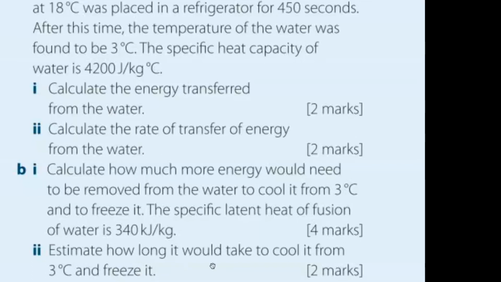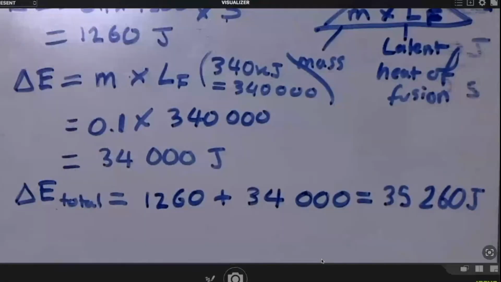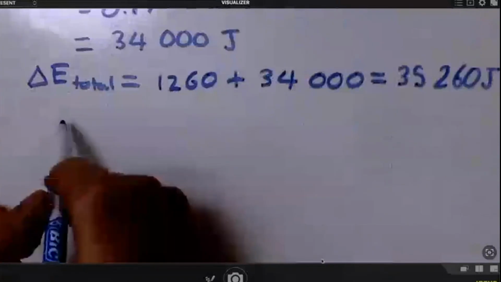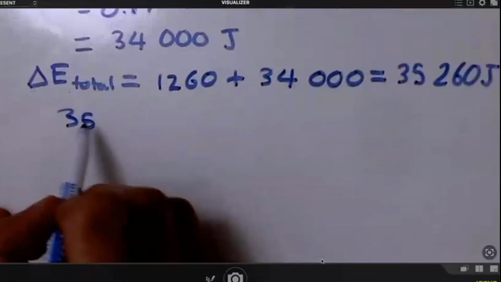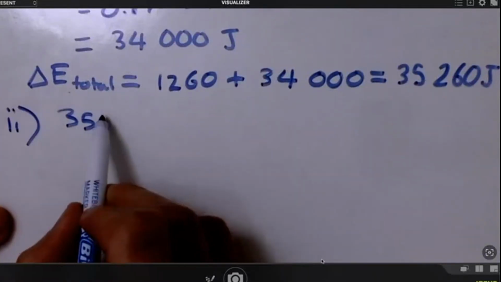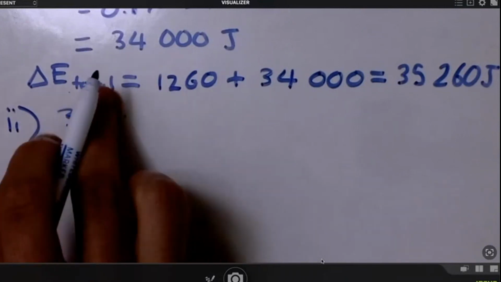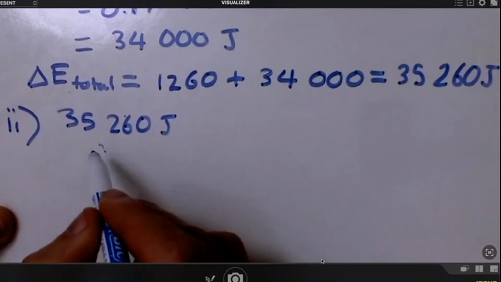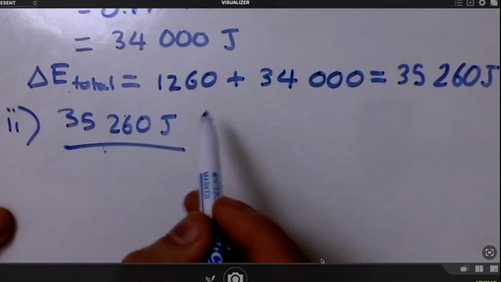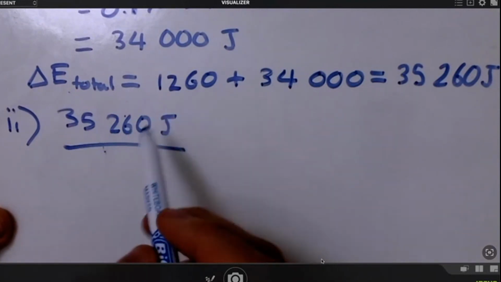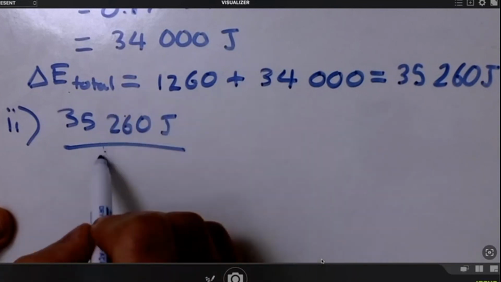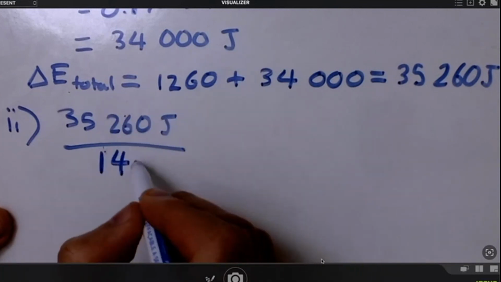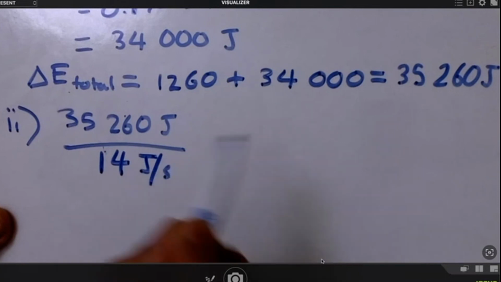Now it says how long would it take to cool. So basically, how long is this process going to take? What we would need to do is, so we're told that 35,260 joules have been taken from this liquid water, and the rate of transfer is 14 joules per second.